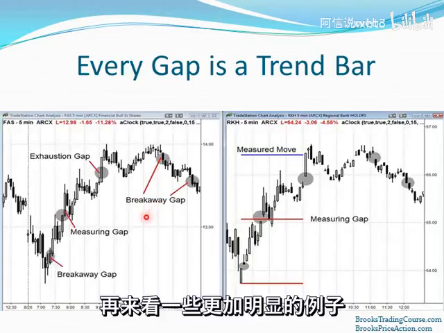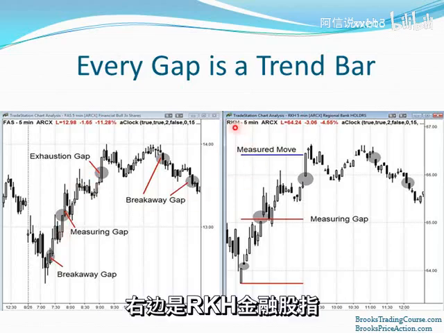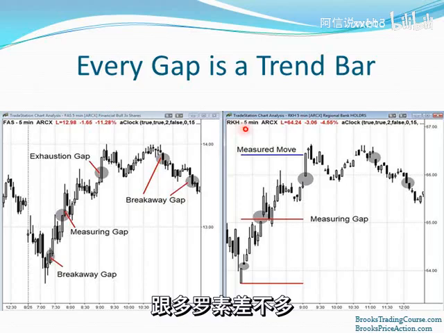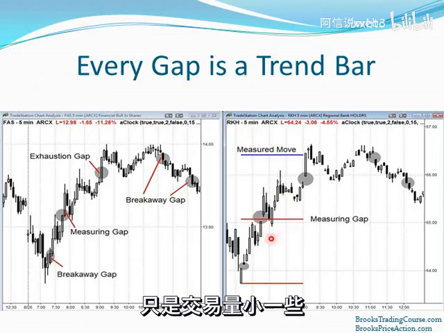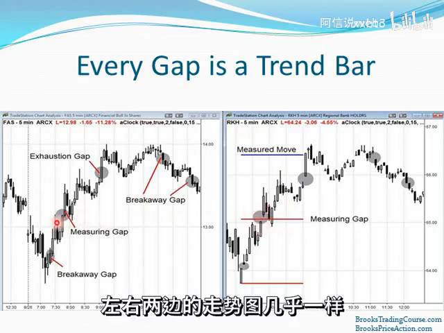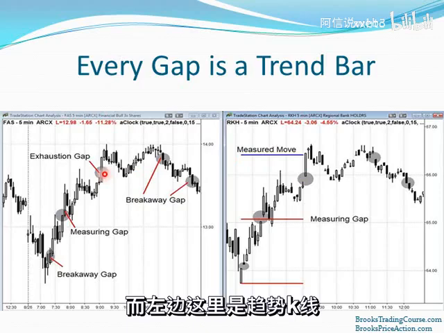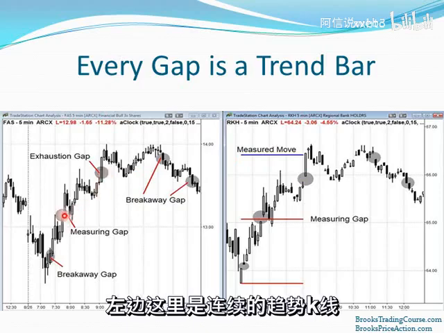Here's a more obvious example. Here's the FAS, which is an ETF based on the financial stocks. And here's the RKH, which is a similar financial ETF, but much less volume. So there are lots of gaps on the chart. Compare the two. The two charts look identical, except that here we have gaps, and here we have a trend bar. Here we have a couple trend bars.